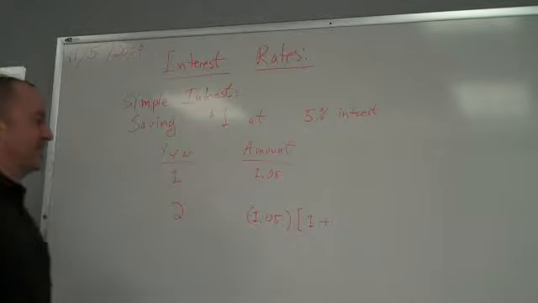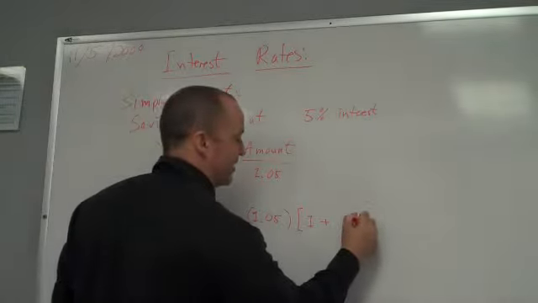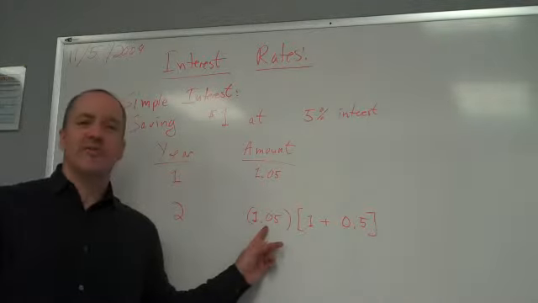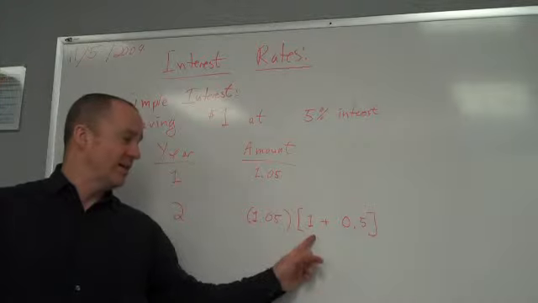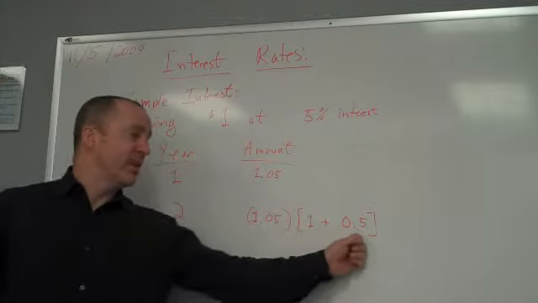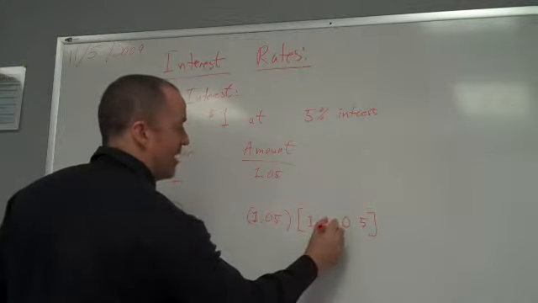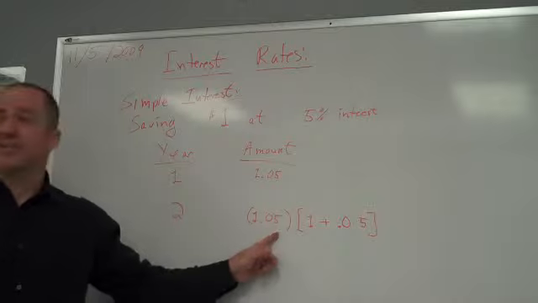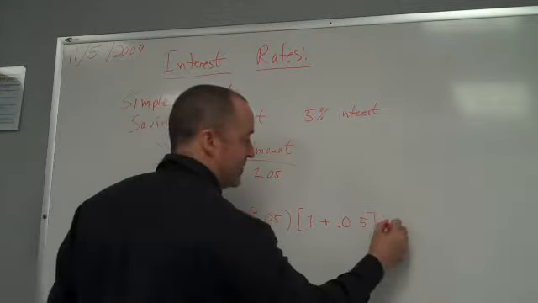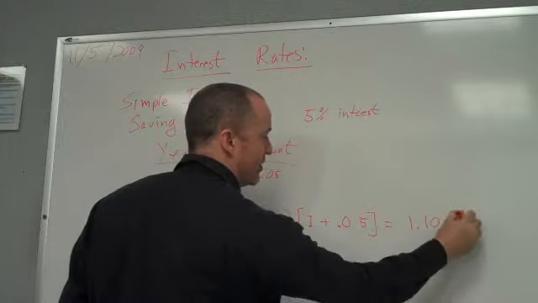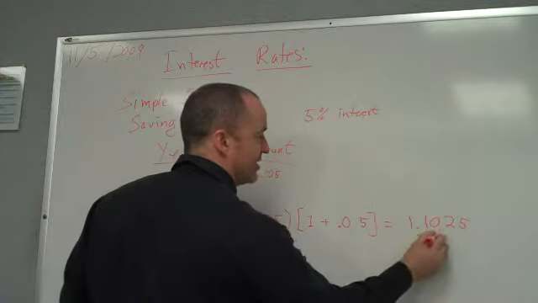Now, let me get to the concept here. You're multiplying however much is in the bank times 1, and that represents getting the money back, because anything times 1 is itself, plus 0.05, because that represents 5% interest of this. And Jesse, what does that get you? 1.1025. So really, at this point, you got $1.10.